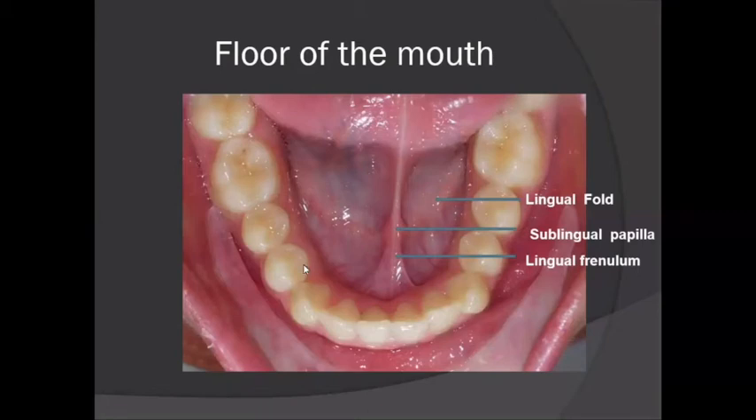Now, calculus is very common on the lingual surfaces of the lower teeth. The reason is the opening of the salivary ducts here: saliva is the source of calcium and phosphate for the calcification of the soft deposits. That's very important. You have to know why calculus deposition is more in the lower lingual surfaces. We'll also talk about the upper teeth afterwards, but for the time being, just remember that.